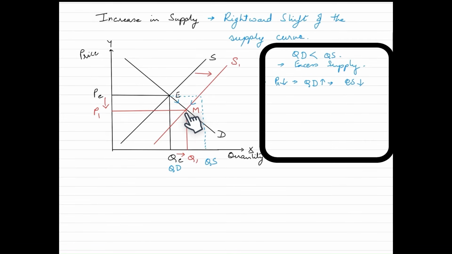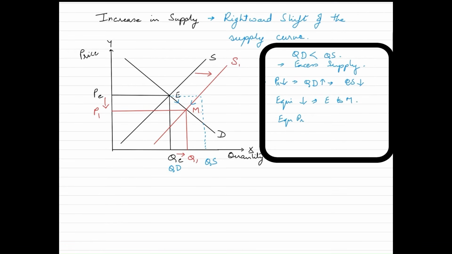Corresponding to this point, P1 is the new price, which is lower than the previous price. Q1 is the new quantity demanded and supplied in this market, which is greater than the previous quantity in the market. So this is how an increase in supply would impact the market equilibrium. So what was the impact on the market equilibrium? Equilibrium moved from E to M.